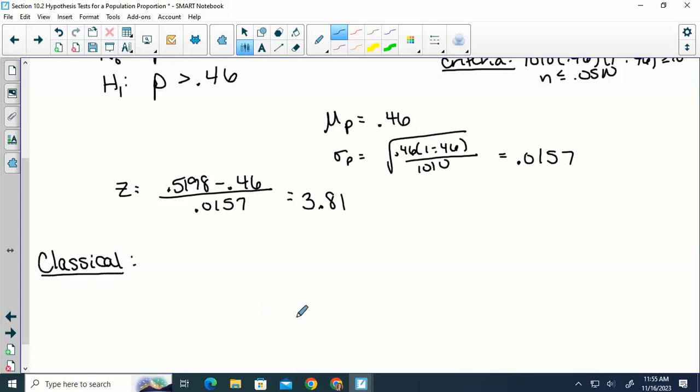If you are finishing with the classical approach, we need to find z alpha. So my alpha was 0.05. Okay, that means 5% is to the right, so how much is to the left? 95. So you look in the table, find as close to 0.95 as you can get.